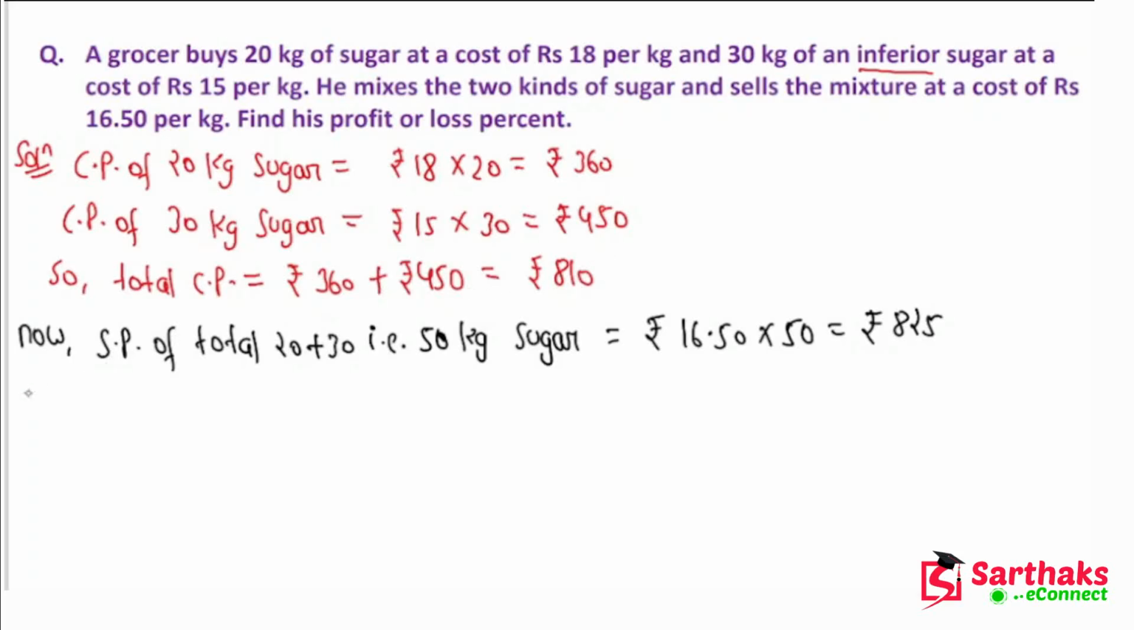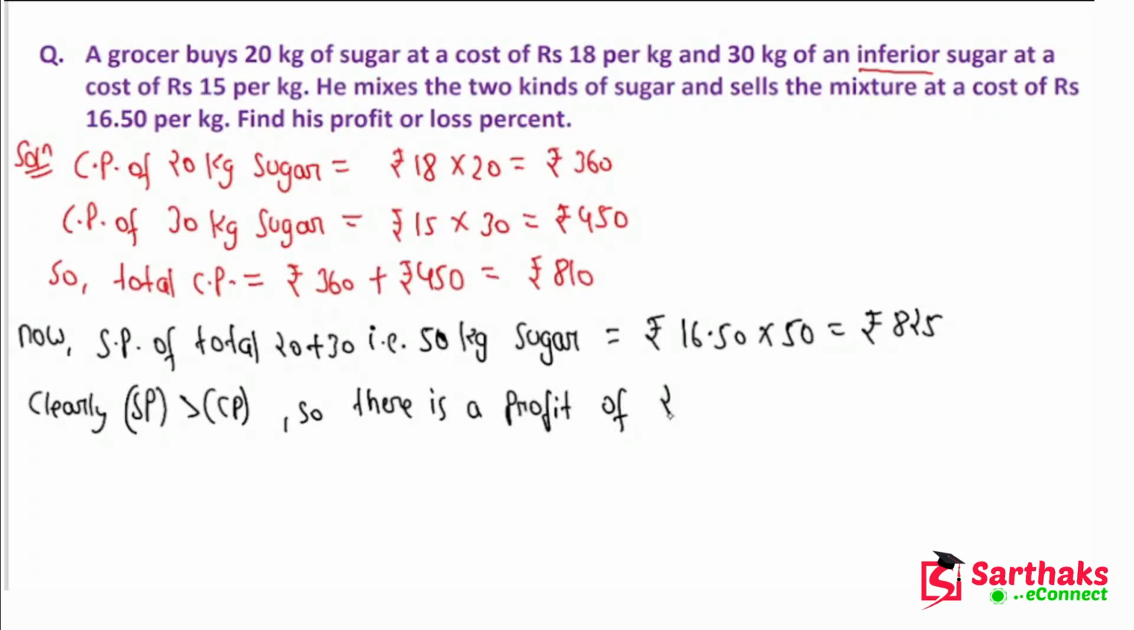Okay, clearly SP is greater than CP. We are talking about total SP and total CP, comma. So there is a profit of SP minus CP rupees. So selling price minus cost price, that is rupees 15. Okay, so clearly selling price is greater than cost price, so there is a profit of rupees 15.